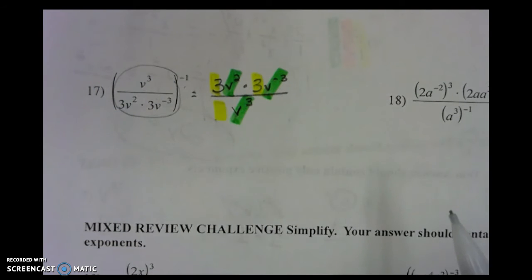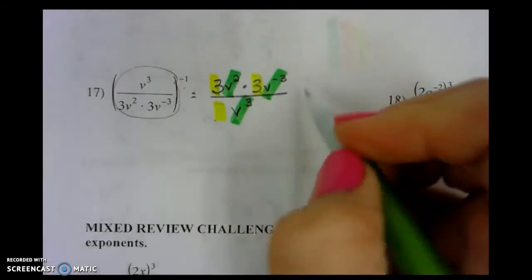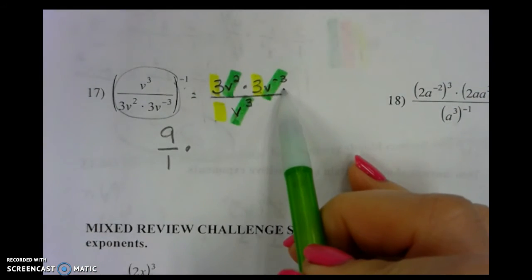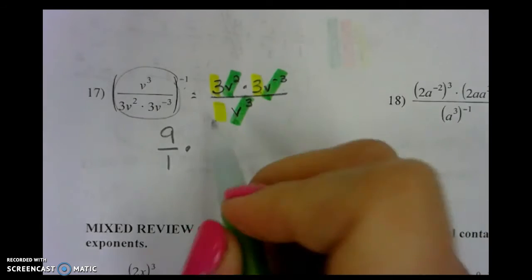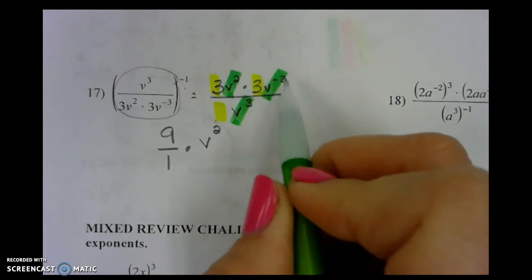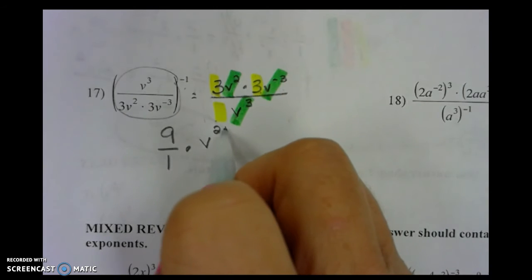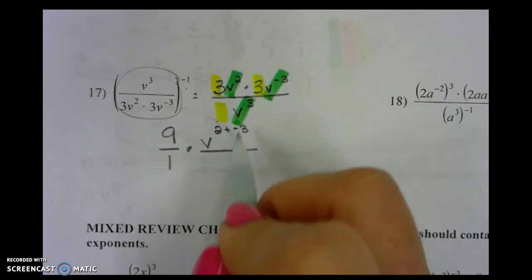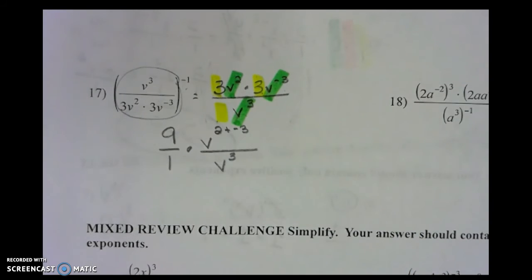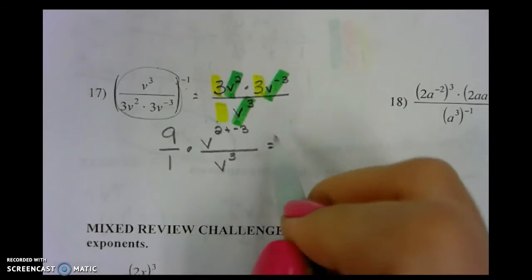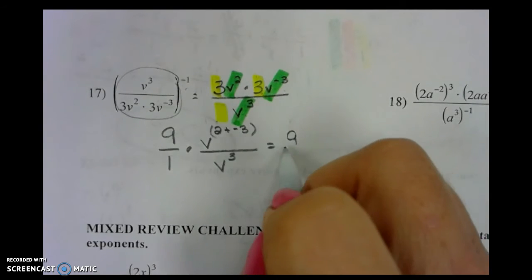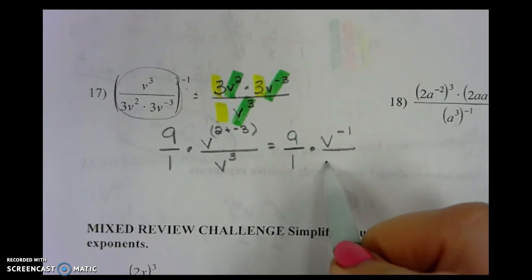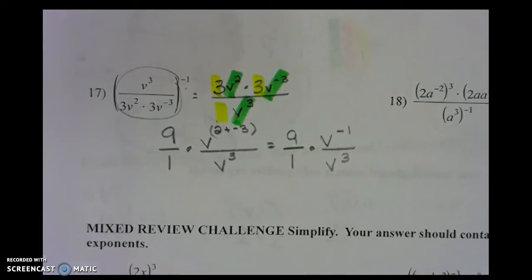So when we combine our coefficients, we've got 3 times 3 is 9 over 1. And then I have 2 copies of v in the numerator, so I'm going to start there. V squared times v to the negative 3 will be v to the 2 plus negative 3. That combines those exponents using addition. Now the v to the 3 in the denominator stays. We have not touched that one yet. When I do my addition, I have the 9 over 1 still, and then I have v to the negative 1 over v to the 3rd.